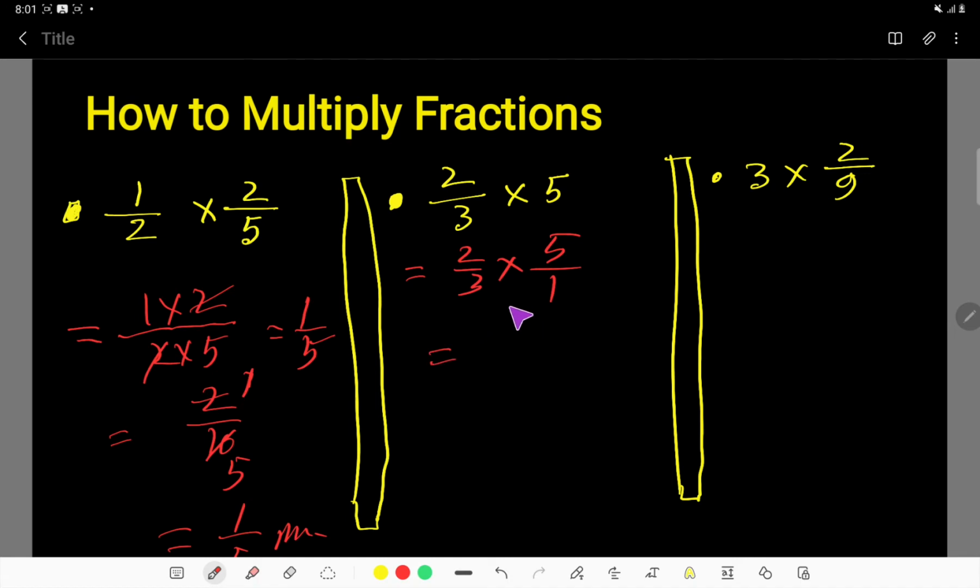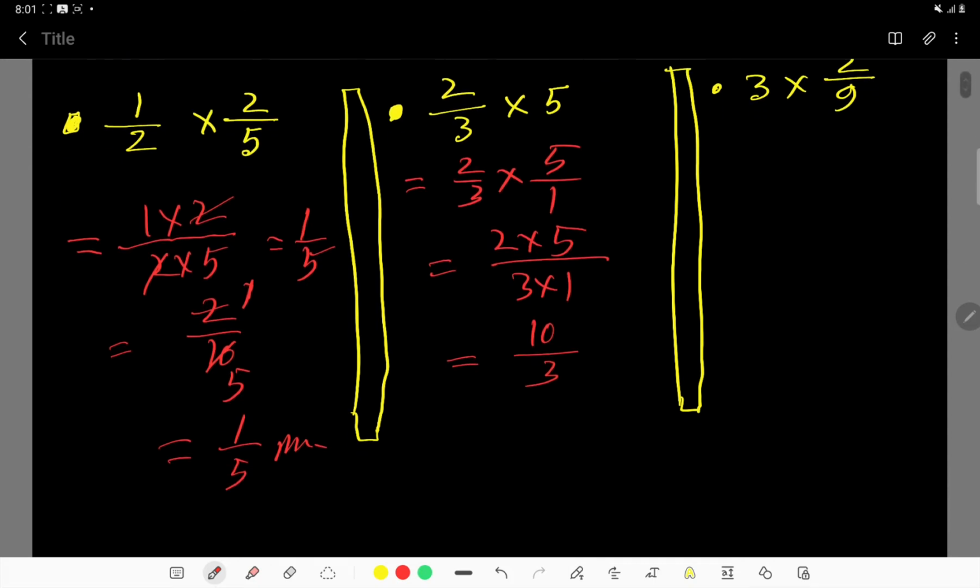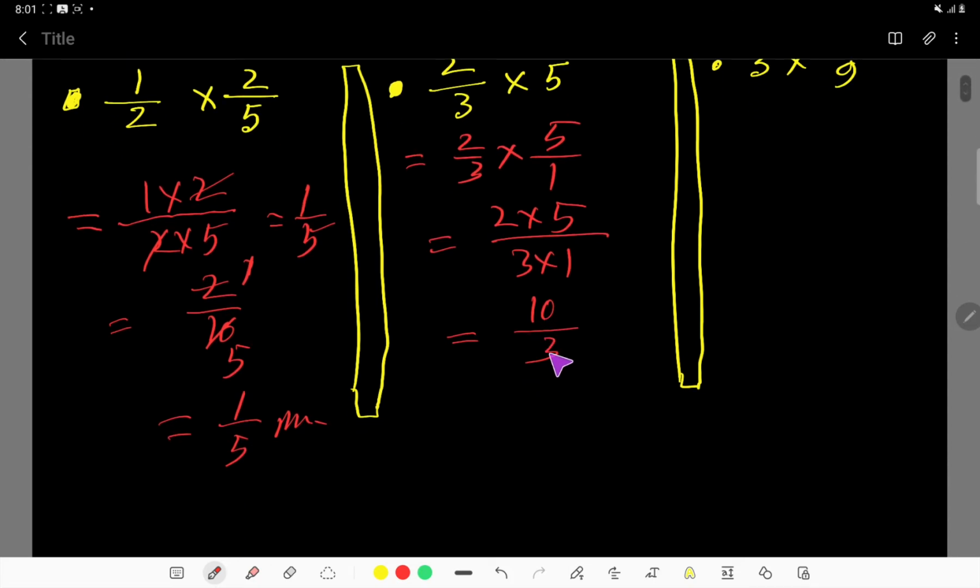Now you have to multiply the top numbers. And then in the second step, you have to multiply the bottom numbers. And now you have to simplify. Don't forget to simplify 10/3, but look, this is an improper fraction. We always want to express an improper fraction as a mixed number.